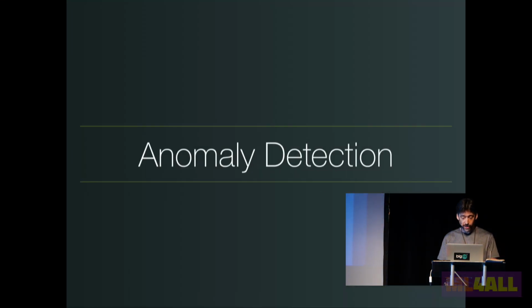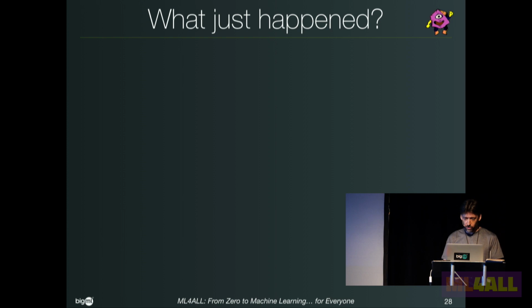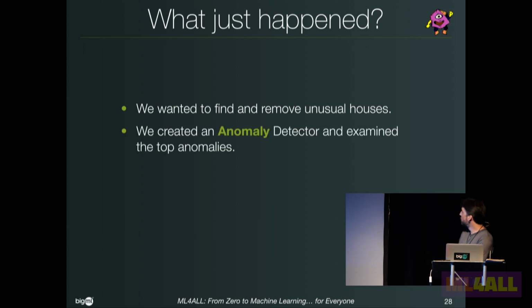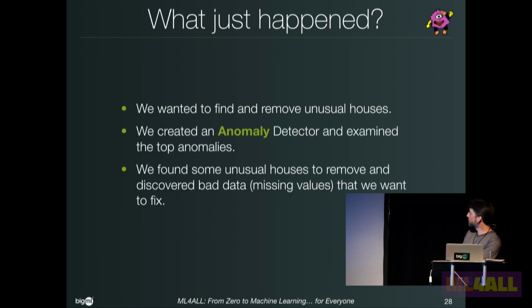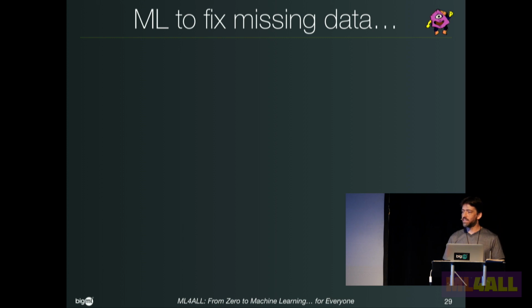Okay, so anomaly detectors are great. You can also use them for determining when you need to retrain. That's another trick. If you're interested in that, ask me after. I'll tell you how it works. Okay, so we wanted to remove unusual homes. We created an anomaly detector, examined the top anomalies, found some unusual homes, and in the process discovered bad data. How can we fix it?